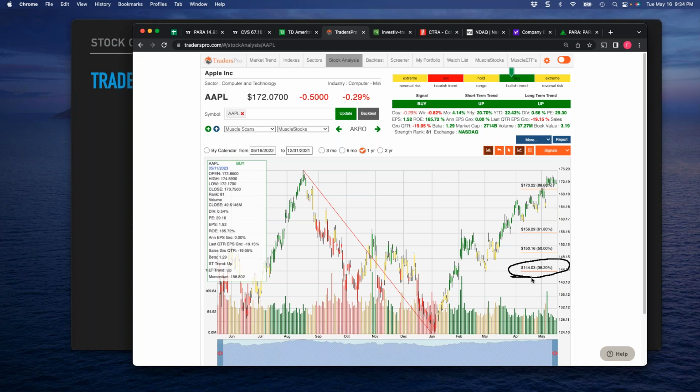These can be useful for identifying potential reversal points within a longer trend, also for identifying levels of support or resistance.